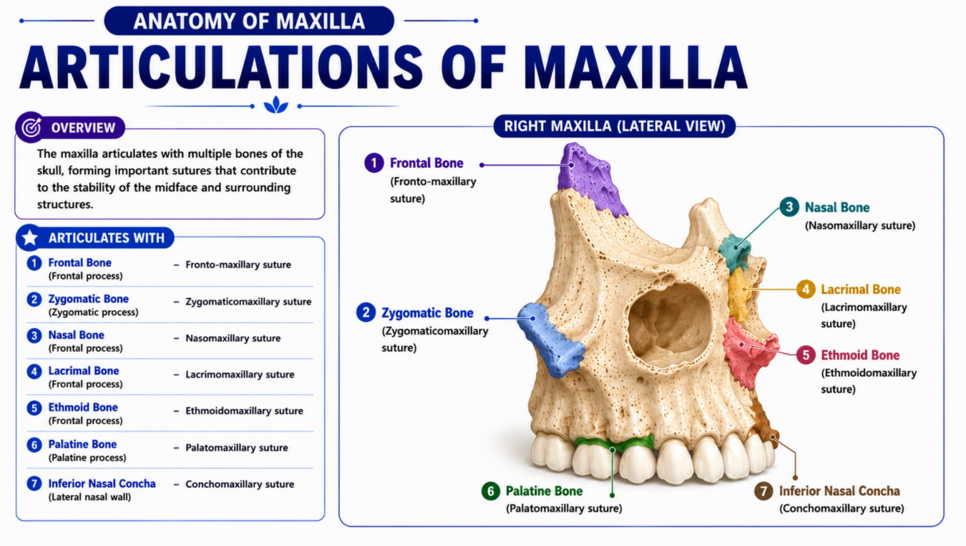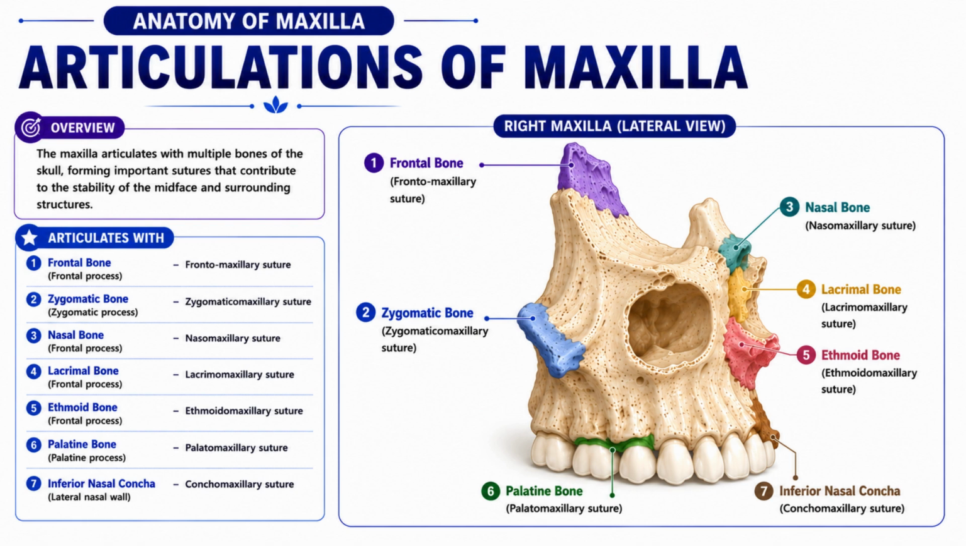Okay. Now we are going to see about the articulation of maxilla. Maxilla has so many articulations. It has attachments with many bones to form the midface. Okay. By these articulations it provides stability to the midface and the surrounding structure.